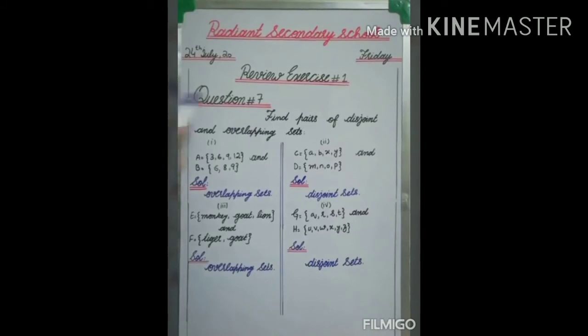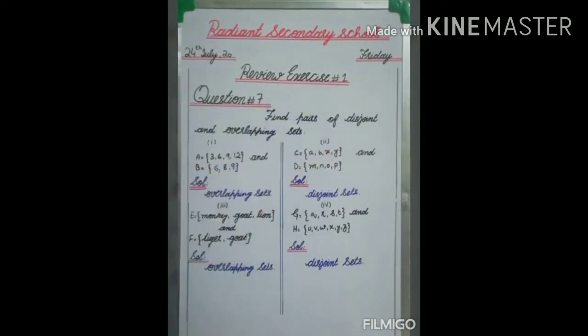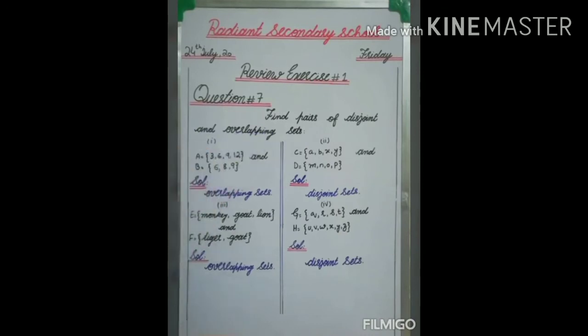Next, question number 7 is to find pairs of disjoint and overlapping sets. Before starting the question, we must recall what disjoint and overlapping sets are. Firstly, we will discuss disjoint sets. In disjoint sets, there are no common elements present, and overlapping means that two sets have some common and some uncommon elements. It means that they are not subsets of each other.